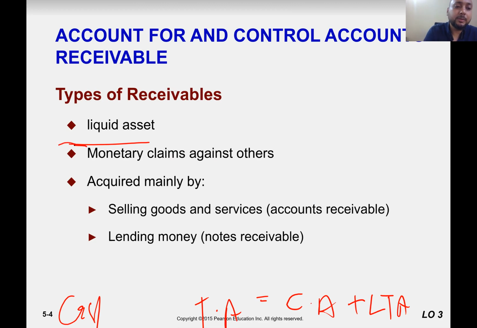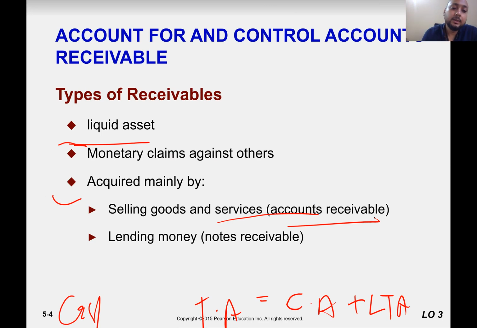So what is accounts receivable? We already know that this is a monetary claim against others. How is it created? When you sell goods on credit. Remember, the nature is a claim against others. It is created by selling goods or services, specifically credit sales. It doesn't include cash sales, because if you receive the cash, then you don't have any monetary claim on others.